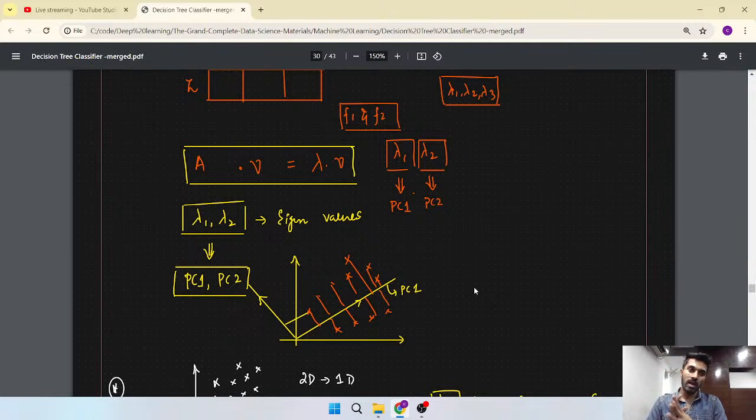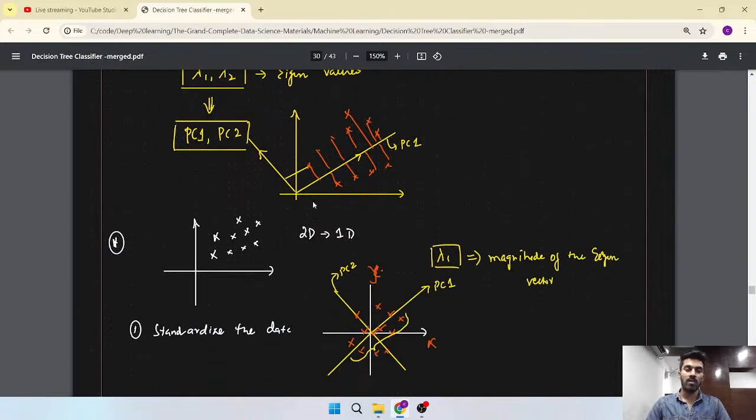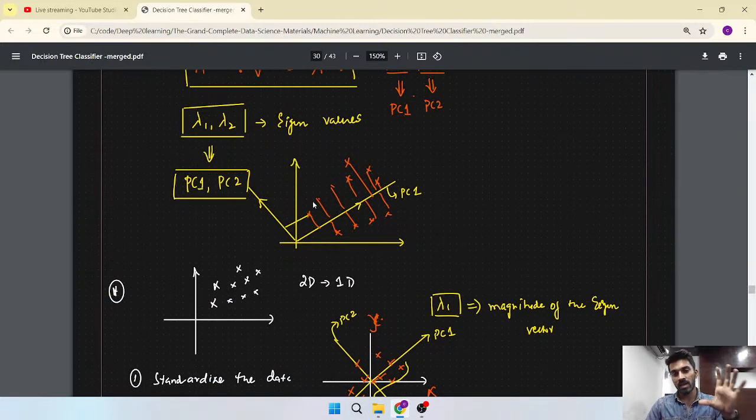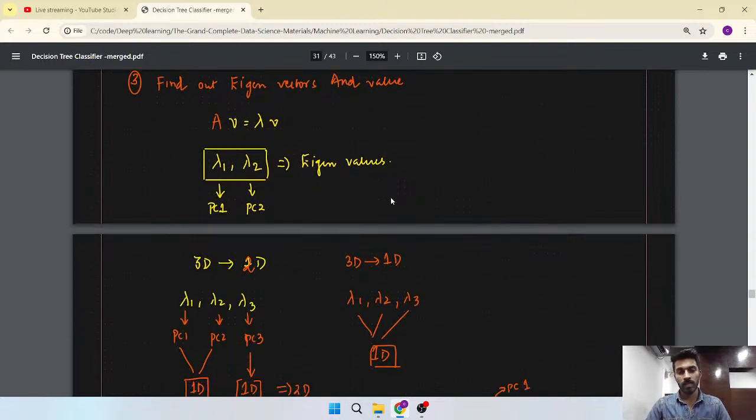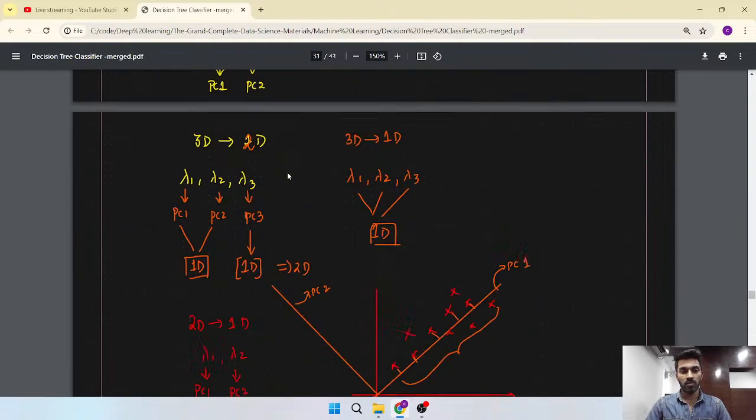Then for those eigenvectors, you have to find the magnitude. If you are getting a higher magnitude for an eigenvalue, this is your best, perfect line, or we can say the best eigenvalue. So your aim is to find the eigenvalue where you get the higher magnitude.